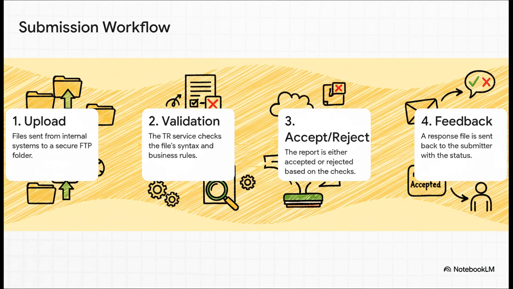First, your system uploads the file to a secure folder. The TR's service immediately grabs it and starts running its checks. Based on those checks, the report is either accepted or rejected. But here's the crucial part: a response file is always sent back, telling you what happened. It's a perfect closed-loop system designed to be efficient and to track every single error.